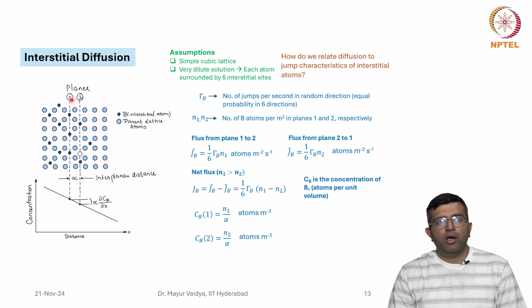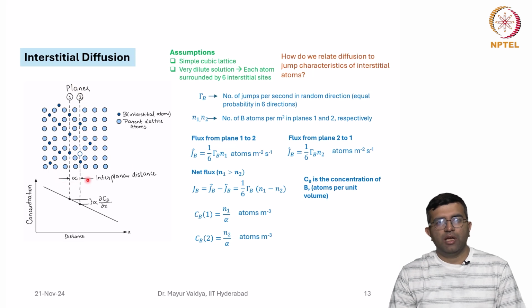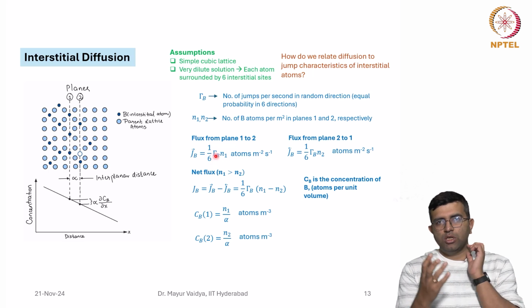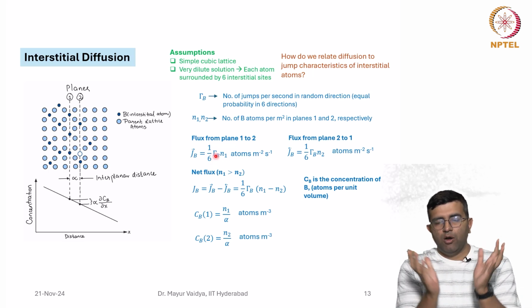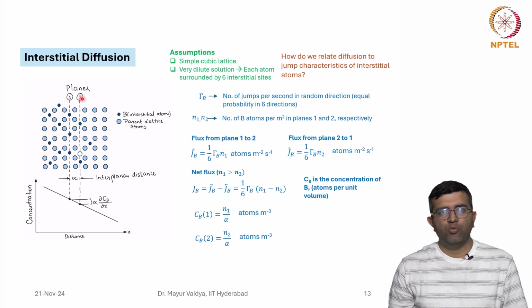Now what will be the flux of atoms from plane 1 to plane 2? The flux will depend upon how many jumps per second happen and how many atoms are actually present on N1. So that means it happens to be gamma B into N1. And why by 6? Because gamma B is the total number of jumps per second, all 6 directions combined. If we want to consider only the movement in the x direction, then we have to divide gamma B by 6.